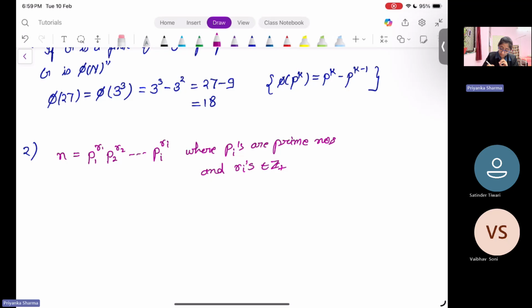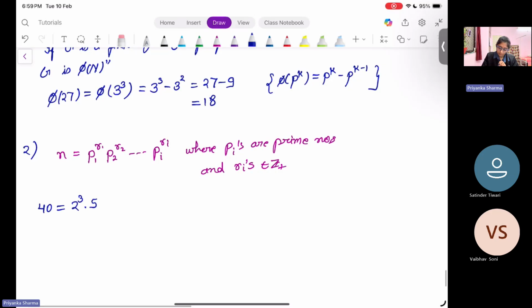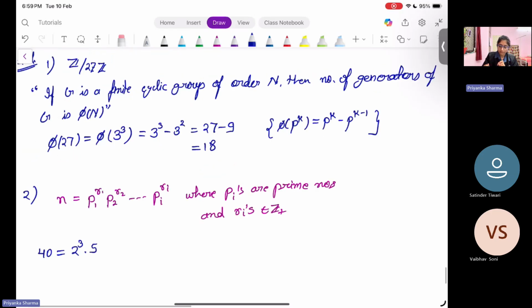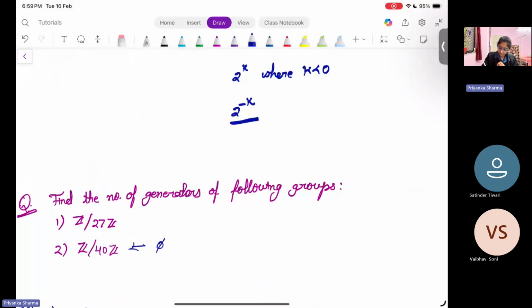So here we have a number which is 40. What will be its prime factorization? 2 cube into 5. So here the group is Z over 40Z. What will be the number of generators in this? That will be phi of 40. So we need to consider phi of 40.